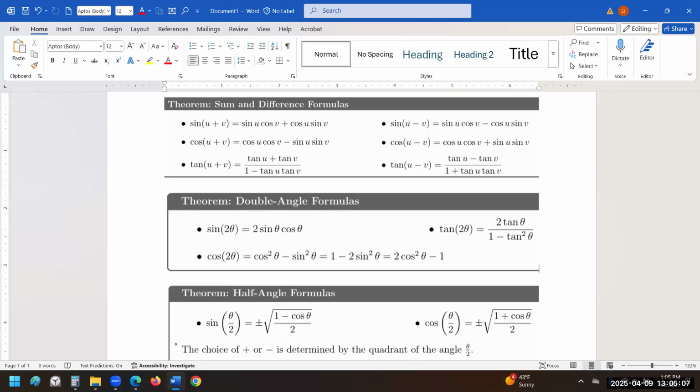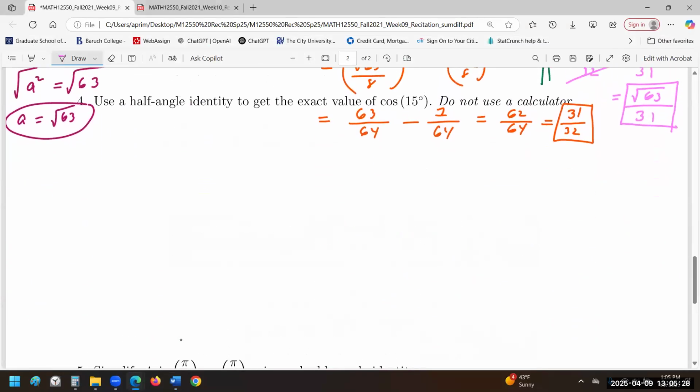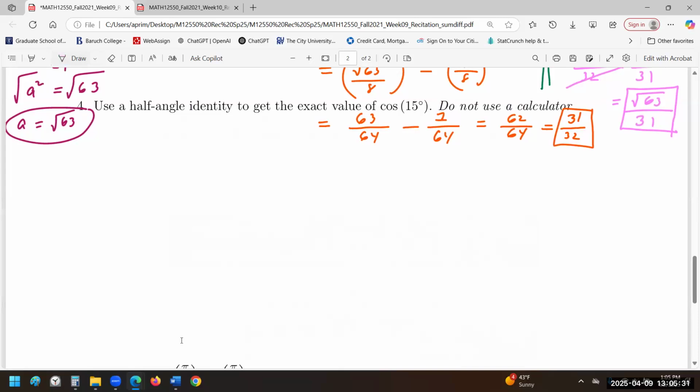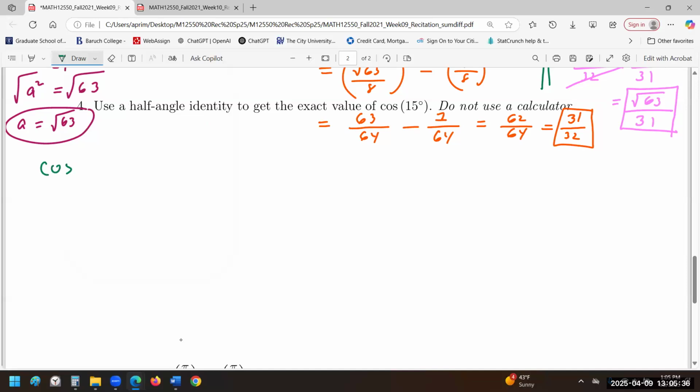Cosine of the half angle, depending on which quadrant you are on, you're going to get positive or negative sign. And then square root of 1 plus cosine of the full angle divided by 2. So what we do, we see we are given cosine of 15 degrees. Good. So we don't know what is 15 degrees.